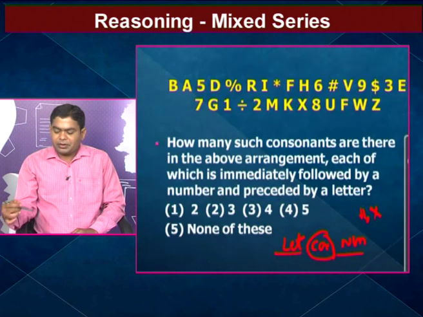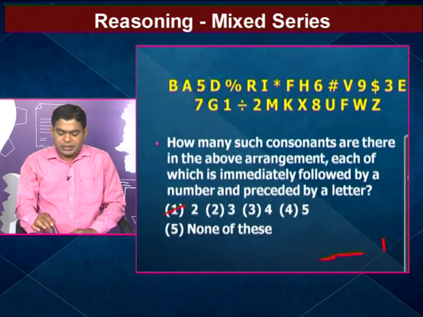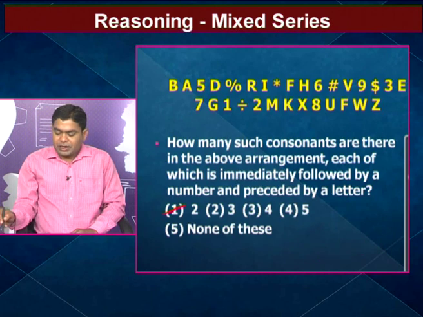So after that we go to the next consonant, that one is F. Here it is preceded by a letter but not followed by a number, that's why it does not satisfy the given condition. After that we go to the next consonant, there is no number, so these elements do not satisfy the given conditions. So according to our given series, there are two consonants preceded by a letter and followed by a number. So according to our options, the first option is 2, that means option 1 is the correct answer.